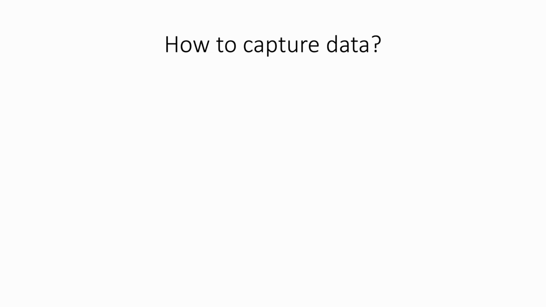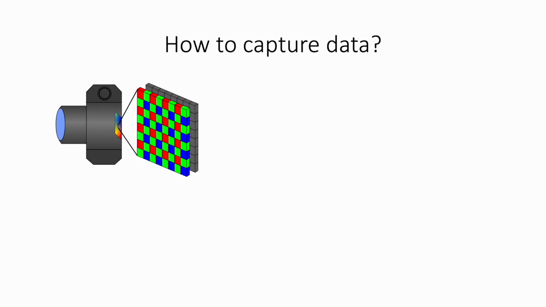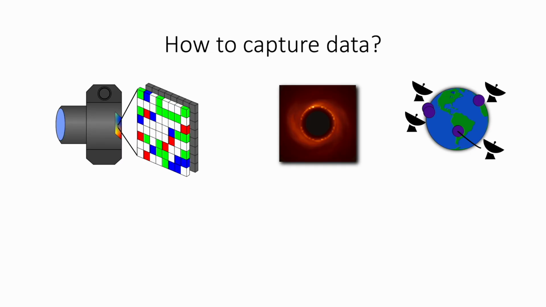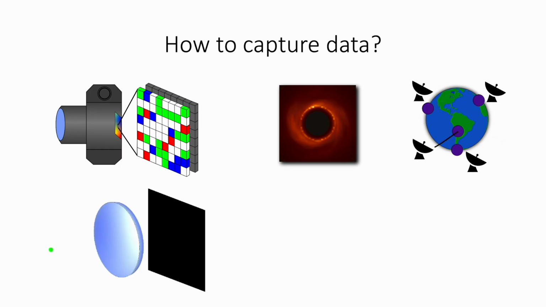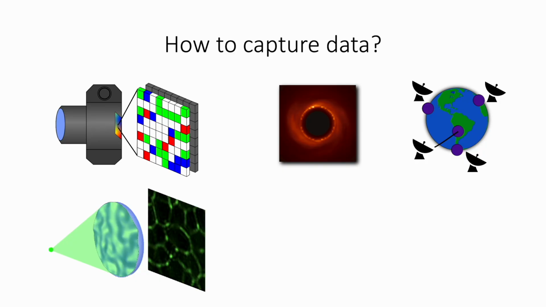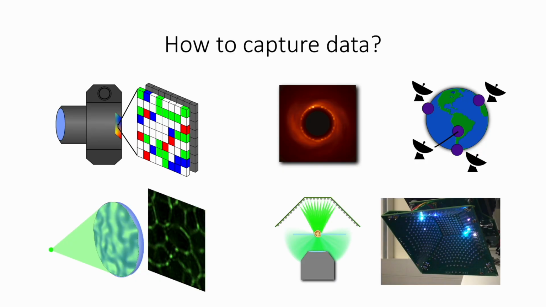This raises questions like, what are the best filters for color photography? Where should radio telescopes be placed on Earth to image a black hole? Can conventional lenses be replaced by non-traditional optics? And how should microscope illumination be designed to reveal cellular phenotypes?